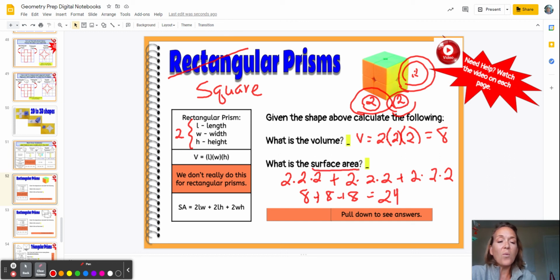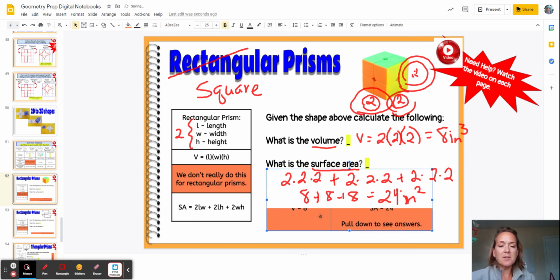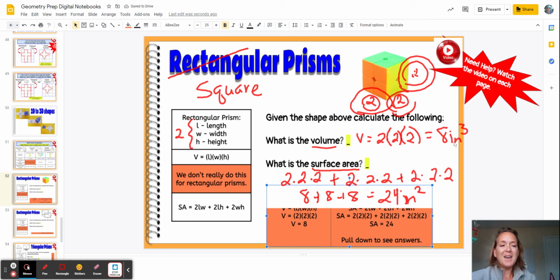Surface area is always units squared. Volume is always units cubed. You can pull down this just to make sure you've got all of the right answers. And we've got 8 inches cubed and 24 inches, you guessed it, squared.